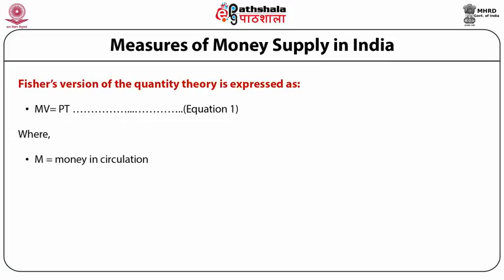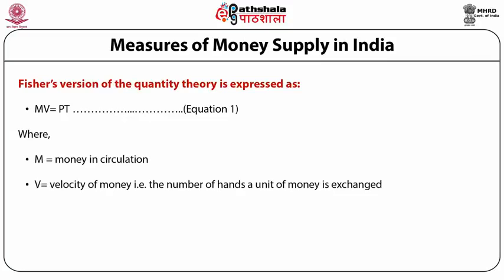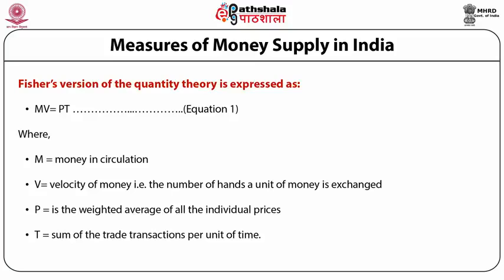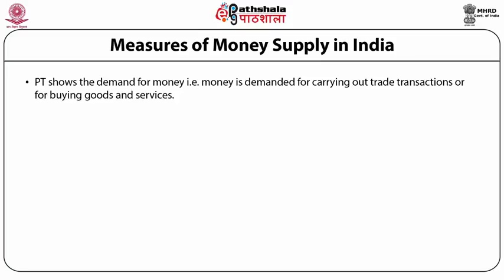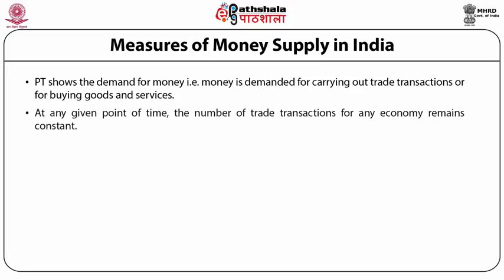M is equal to money in circulation, V is equal to velocity of money, that is, the number of hands a unit of money is exchanged, P is equal to the weighted average of all the individual prices, and T is equal to sum of the trade transactions per unit of time. PT shows the demand for money, that is, money is demanded for carrying out trade transactions or for buying goods and services. At any given point of time, the number of trade transactions for any economy remains constant.